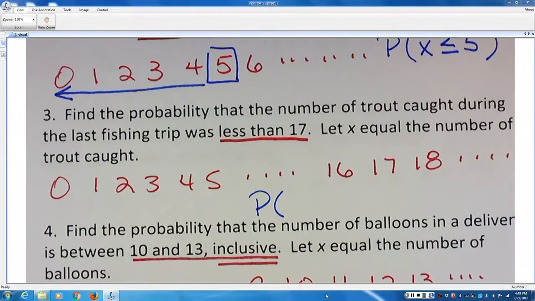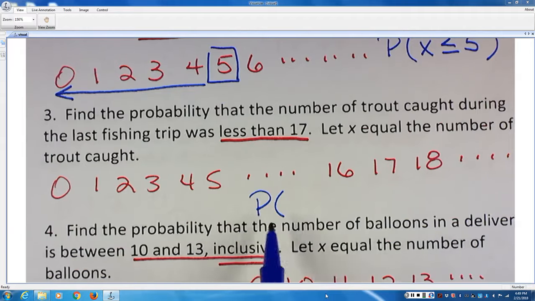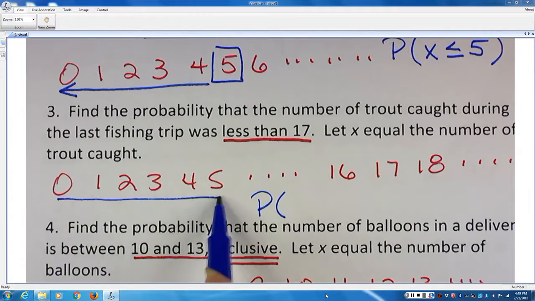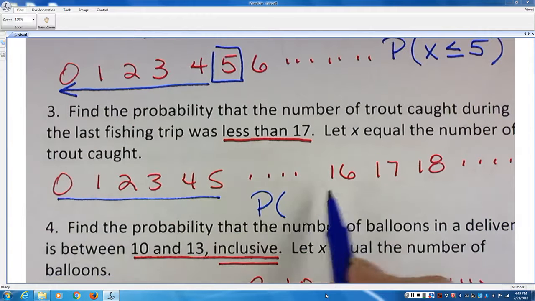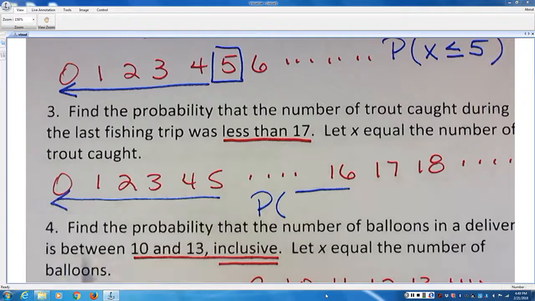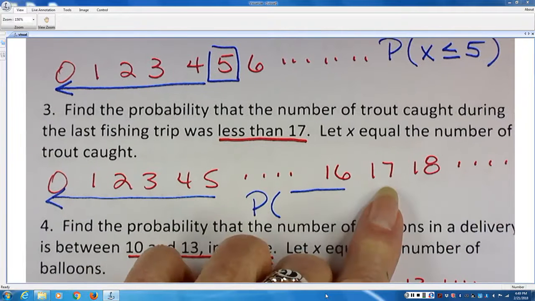Find the probability that the number of trout caught during the last fishing trip was less than 17. Less than seems like it should be easy. Less than, which way is the arrow going to go? Less than, it's going to go to the left, because these fish down here are all less than 17. So I'm going left. What about 17?